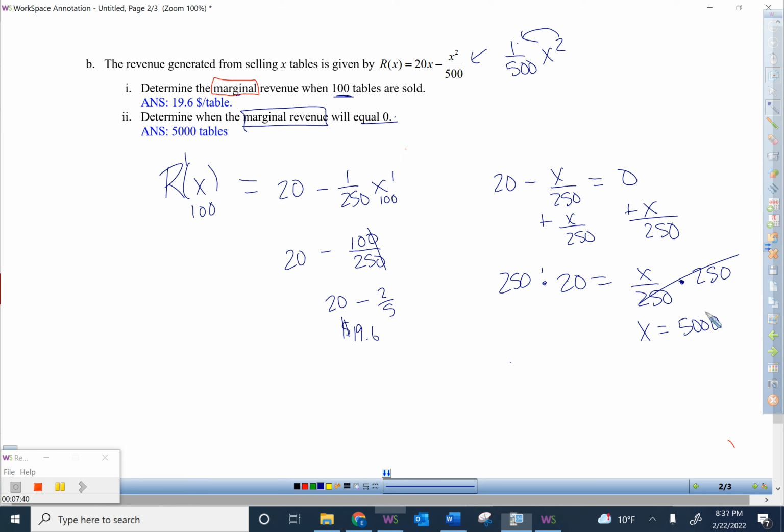And this is talking about when, so that's at what x value. Our x was related to tables, so when 5,000 tables are sold, that's when our marginal revenue is equal to 0. That's essentially when our profit is not increasing or decreasing.